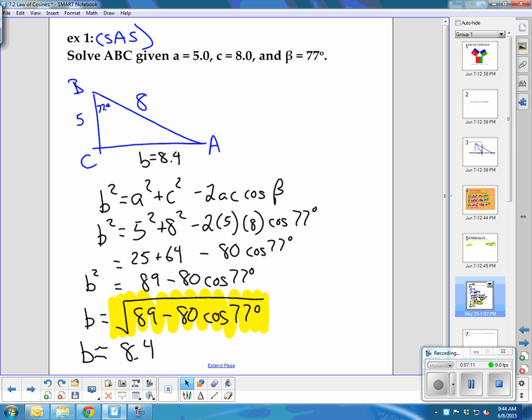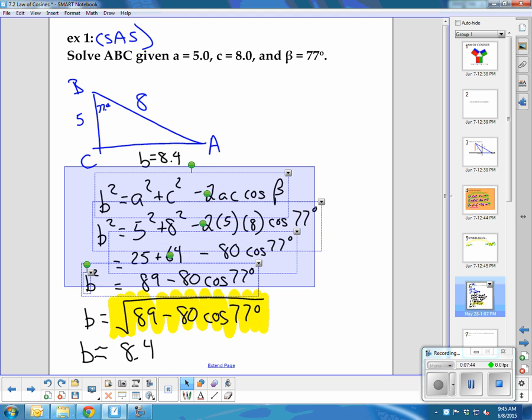So now we have all three side lengths, and we have one angle. Now we need to find the other two angles. Because I have all three sides, I could do this a couple of ways. I could either use the law of sines to find the missing angles, which would be perfectly fine. But since we're practicing the law of cosines here, I thought we'd use the law of cosines to show you how we could do that.